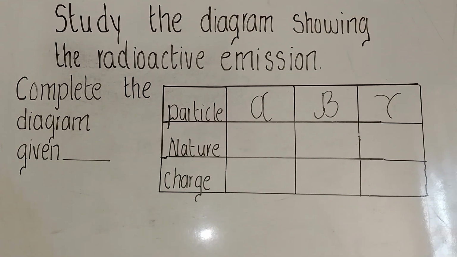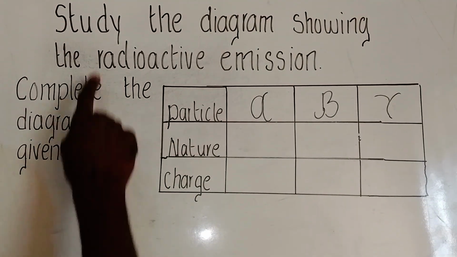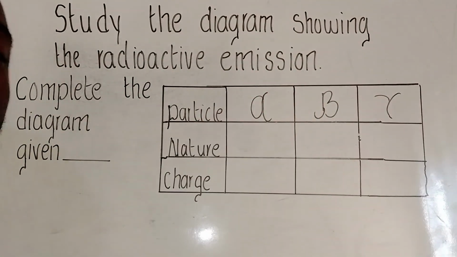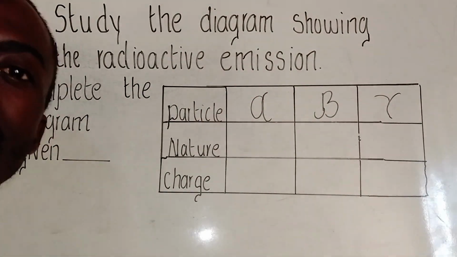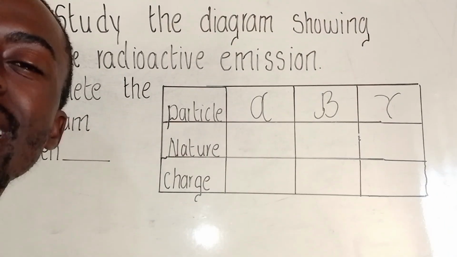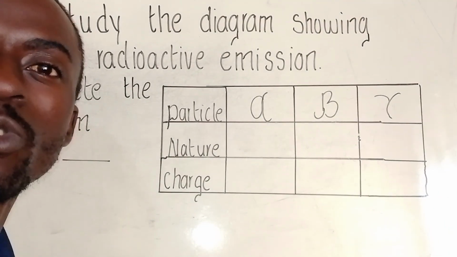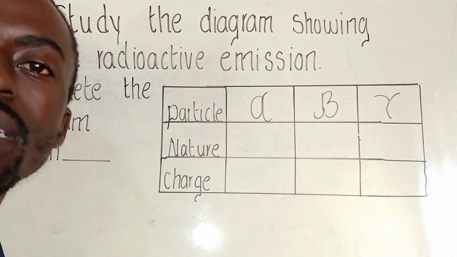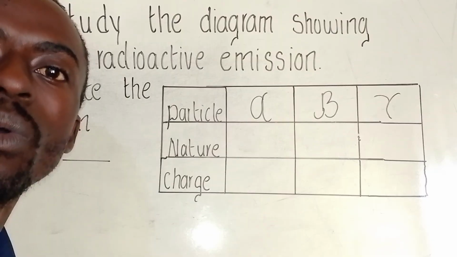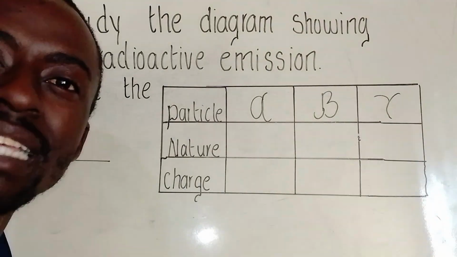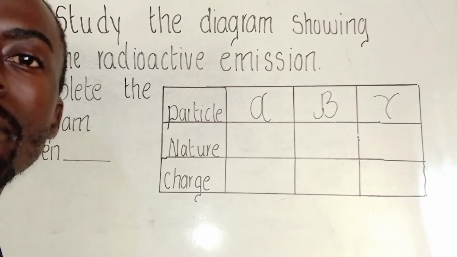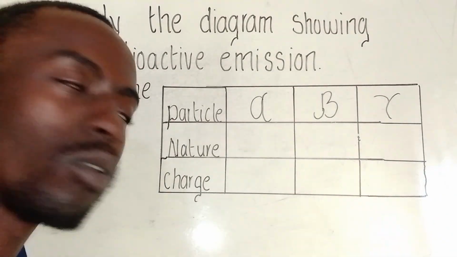Okay, so we have a physics question that says study the diagram showing the radioactive emission. Radioactive emission, these are forms of particles or energy which have been released from radioactive elements. Radioactive elements, these are unstable elements which naturally and spontaneously break to release these particles or energy. For example, we may talk about uranium, okay?